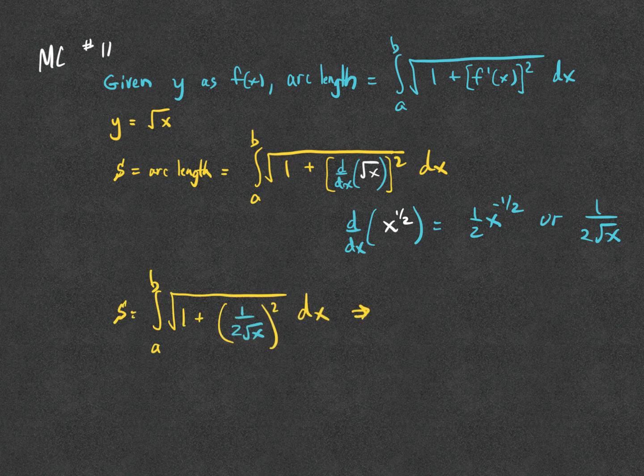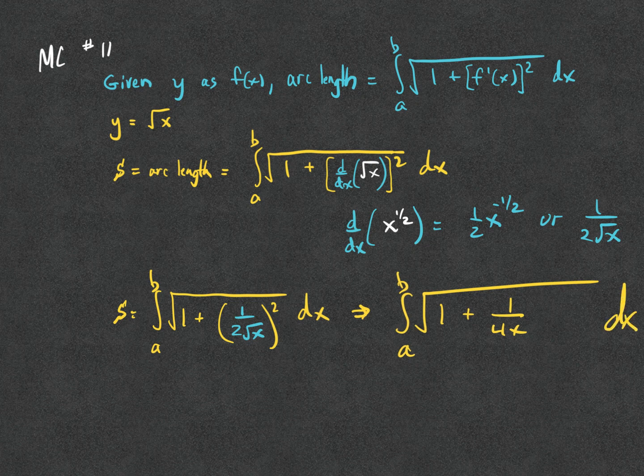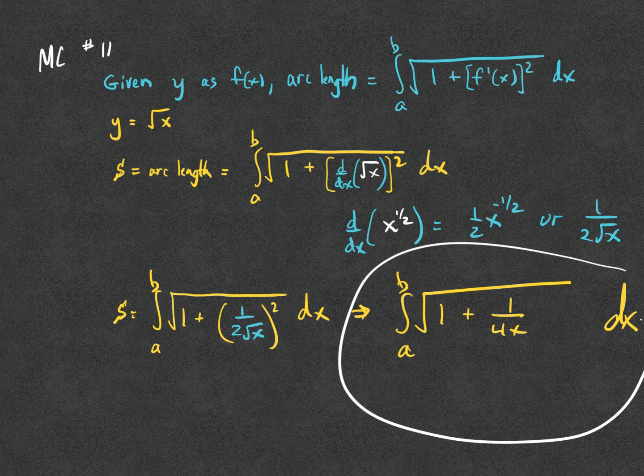And when we square that, we have the square root of 1 plus 1 over 4x on the outside of the square root sign, dx. And I believe this is the answer. Answer choice, let's see, which one? Answer E.